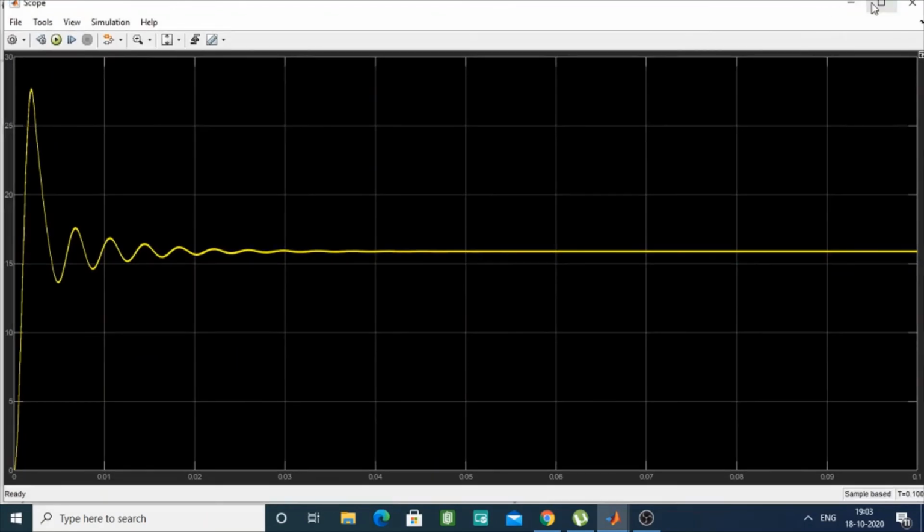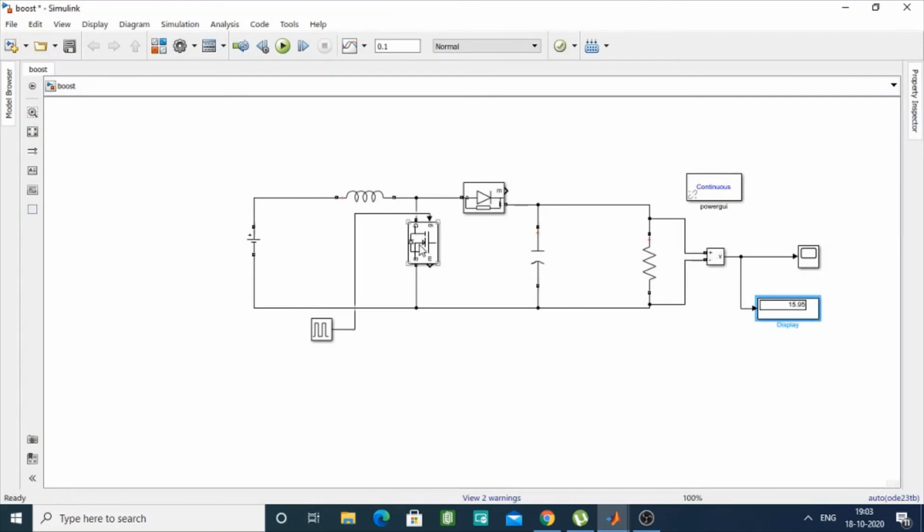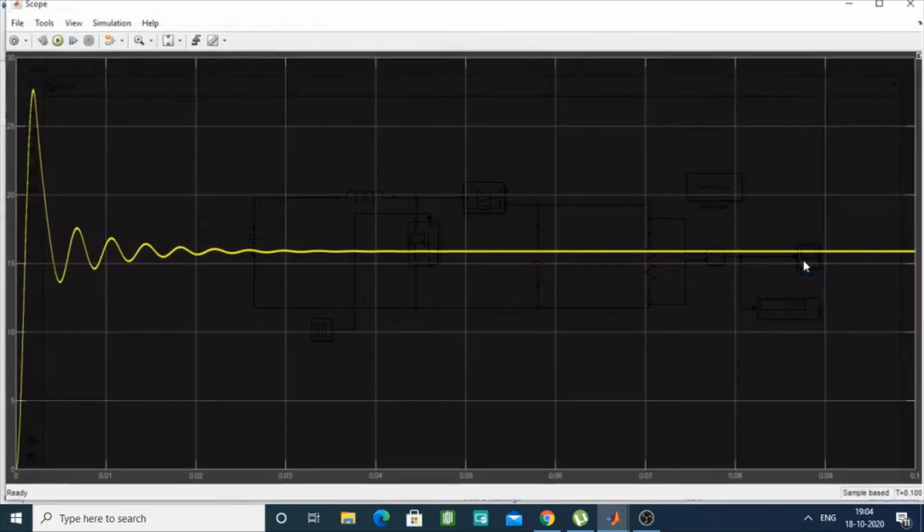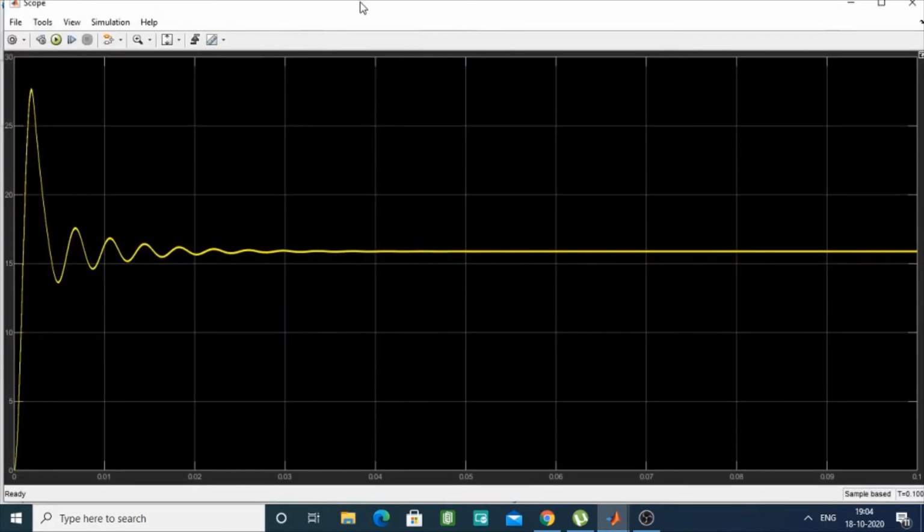You can see that this is the output that we are getting, and the input voltage was 5 volts, and we are getting almost 16 volts at the output, 15.95. This is how the boost converter amplifies the voltage: the input voltage, which was 5 volts, is now a larger voltage at the output, which is 15.95 volts. This is what you are getting as the output.